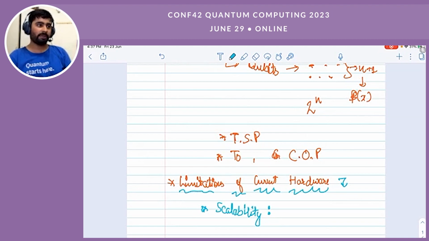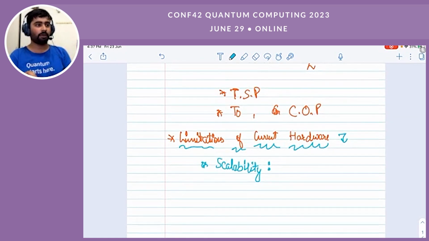Whenever we add one more point, or one more possible end point or access point, to the whole TSP problem, we are potentially doubling the number of possible candidates. So it's easy to see that scalability is an important aspect for any kind of problem. But that is one of the major limitations of current hardware.